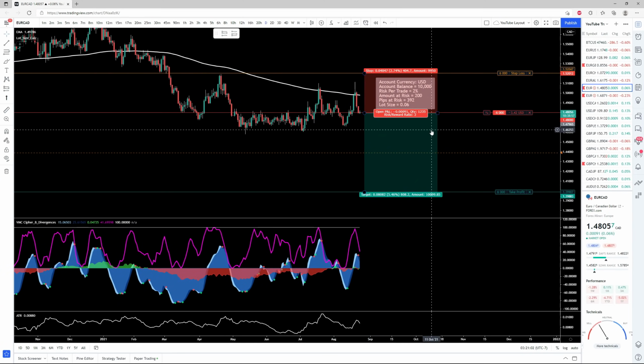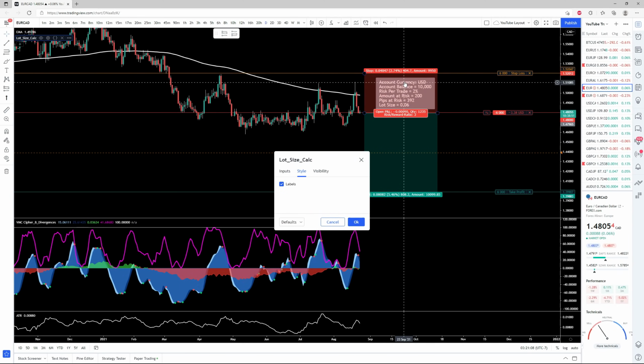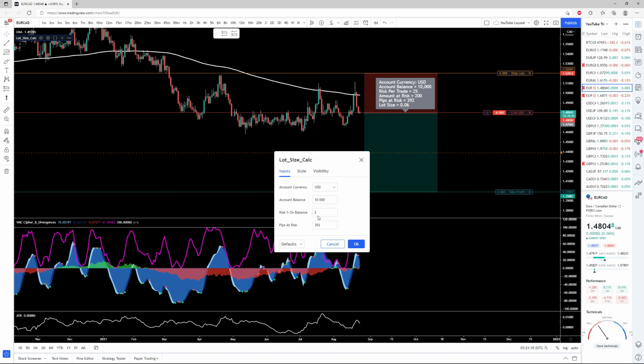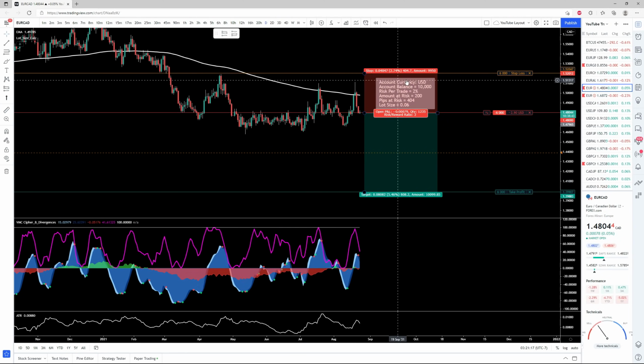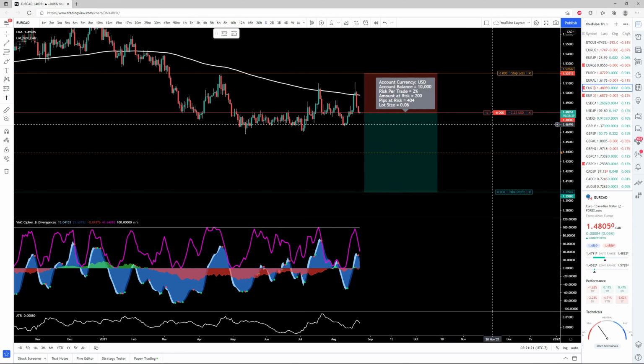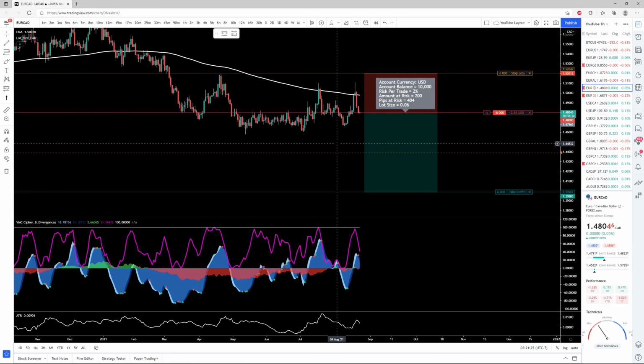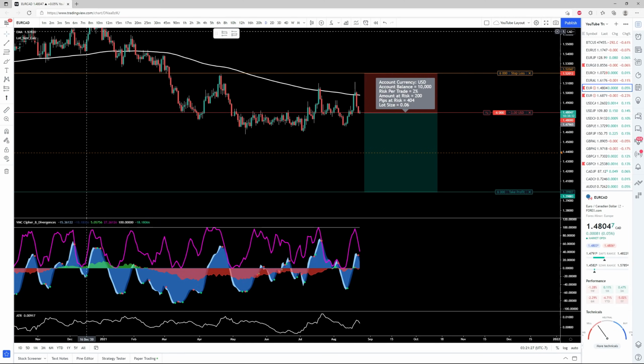And as you can see for this one, if I go into the lot size calculator, we see 404 pips at risk here, and it's giving me a lot size of 0.06, so $6,000 position size. Obviously, it's not to the exact dollar, but it's very close. So essentially, that's it for this video.